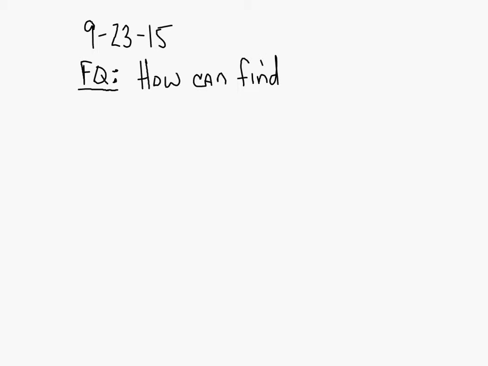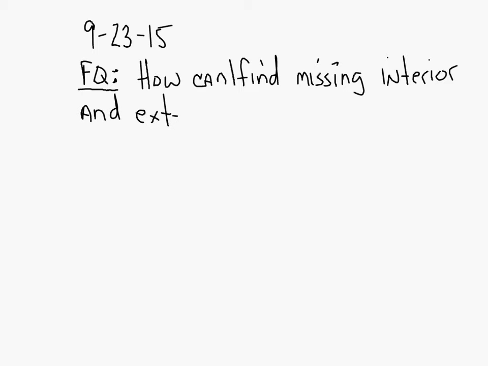All right, so 923. Focus question is, how can I find missing interior and exterior angle measures in a triangle?